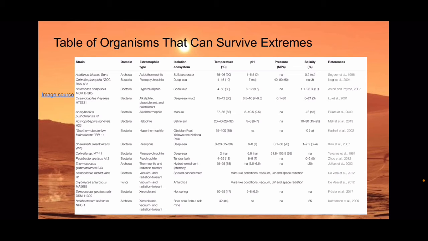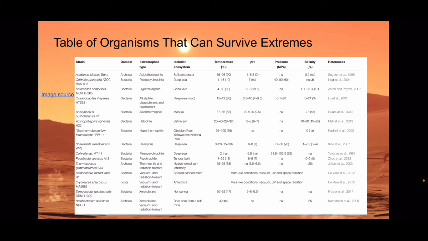The first one we'll look at is Deinococcus radiodurans, which is a bacteria that is found most commonly in spoiled canned meat. They are vacuum and radiation tolerant and are capable of surviving in Mars-like conditions. The next one we'll look at is Cryomyces antarcticus, which is a fungi found in Antarctica, which can also survive in Mars-like conditions, a vacuum, UV, and space radiation.